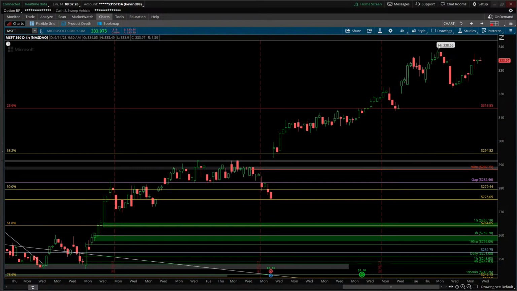Let's see. Tesla pulling back to a key support level too. Right as I said it.